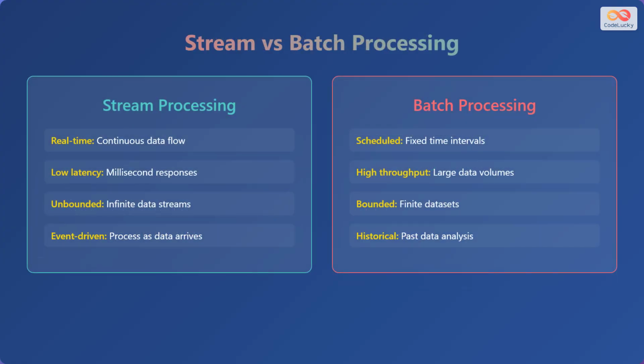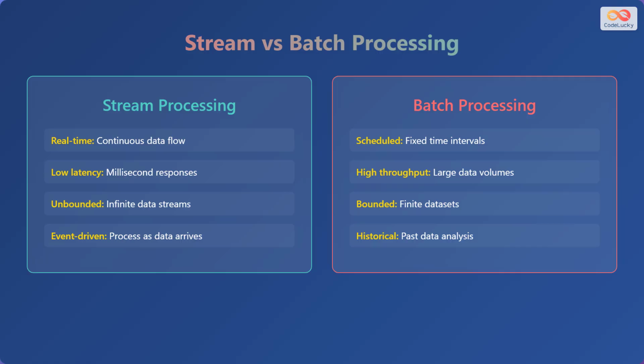Let's compare stream and batch processing. Stream processing operates in real time with continuous data flow and low latency, often providing millisecond responses. It deals with unbounded, infinite data streams and is event-driven, processing data as it arrives.